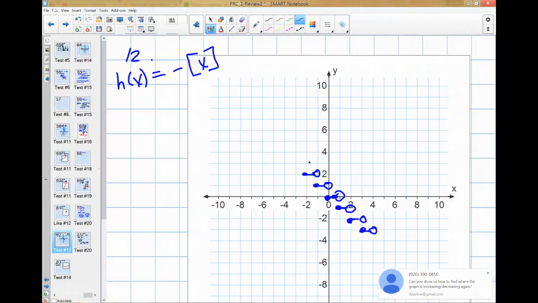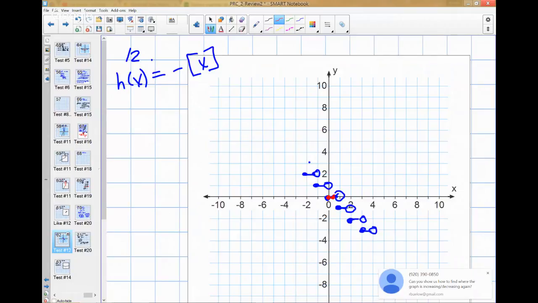So how does the greatest integer work? Whatever you put in the brackets, you have to bring back the greatest integer that's less than or equal to the number. For example, 0. What's the greatest integer of 0? 0. What's 0 times negative 1? 0. So that's this point right here, marking it in red. How about a half? What's the greatest integer of a half? 0. What's negative 1 times 0? 0. That's that red point right there.